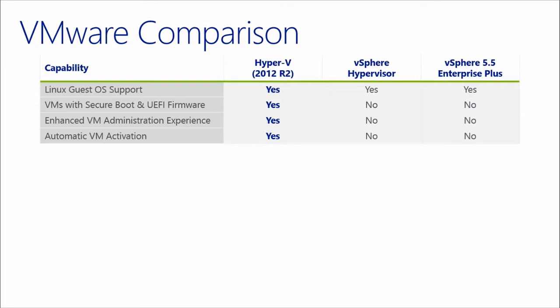When we look at something like a VMware comparison here, the guest OS support. Yep, VMware have been providing Linux guest OS support for a while. You still need VM Tools for most of the distributions, whereas Hyper-V is pushing ahead with not requiring some of those capabilities. But the Secure Boot and the UEFI firmware for that extra level of security for virtual machines is something that's unique to Hyper-V. That is unique to Hyper-V in 2012 R2 and a Gen 2 virtual machine. Enhanced VM admin experience with the Gen 2s and automatic VM activation, unique to Hyper-V as well.